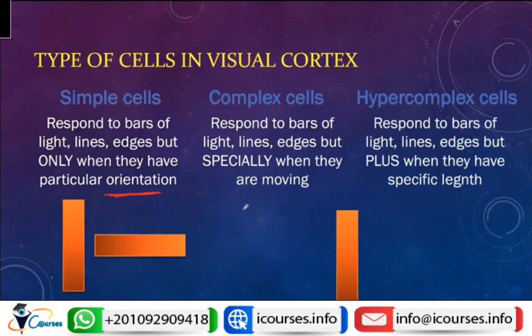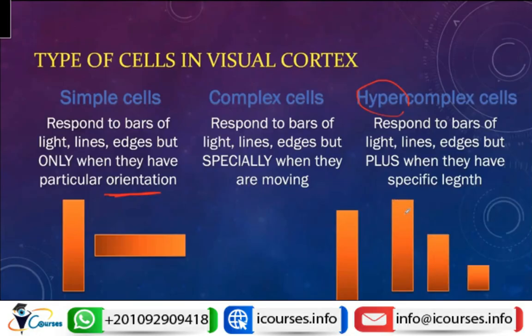The hypercomplex cells again will respond to the bars, lights, lines and edges, like the same complex cells. But why are they hyper? Because they also have the ability to detect the specific length. So when we want to detect the length of the target, whether it is tall, medium, or short, this will be the function of the hypercomplex cells.